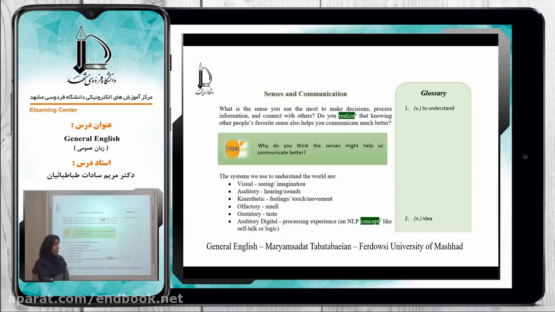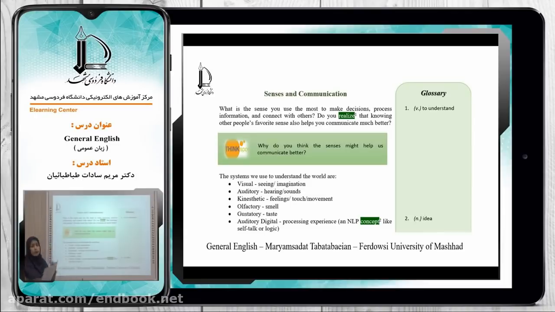So, the second one is auditory. What is auditory? Auditory is hearing and sounds. And then we have kinesthetic. Feelings, touch, and movement, physical movement. Then olfactory or smell, gustatory, taste, and finally auditory digital or processing experience, using logic in everything.